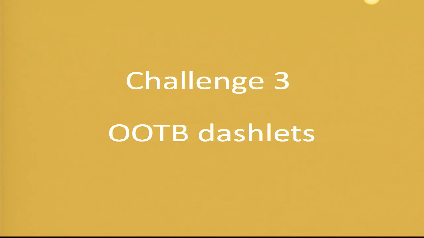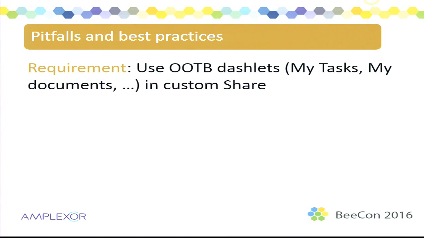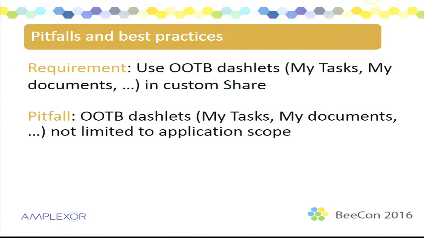Challenge number 3, out-of-the-box dashlets. What do we want to achieve? We want to use out-of-the-box dashlets on our customized share, dashlets like my tasks and my documents. Well, if you don't do anything, those out-of-the-box dashlets will return everything they can find. They aren't aware of your application scope. They're going to return tasks of workflows which maybe don't have any meaning inside your customized share or inside your custom application.